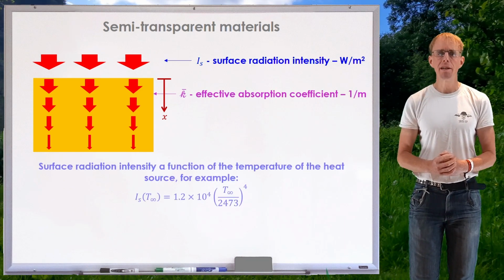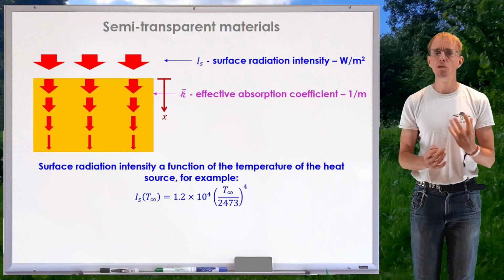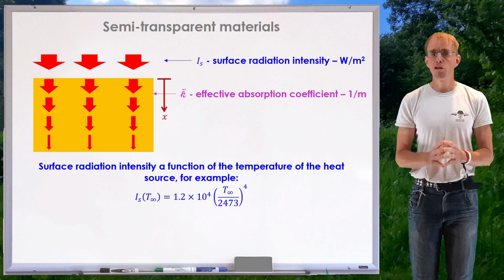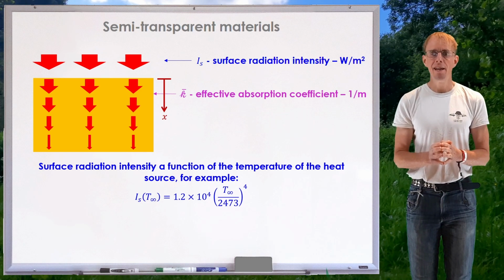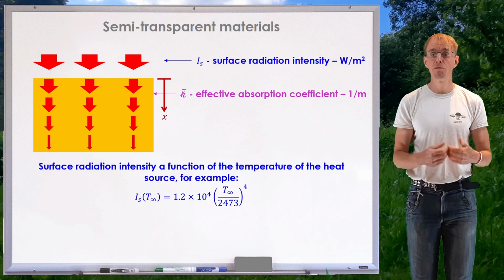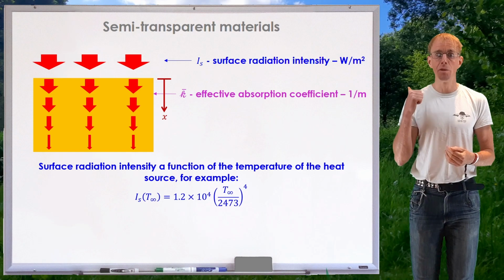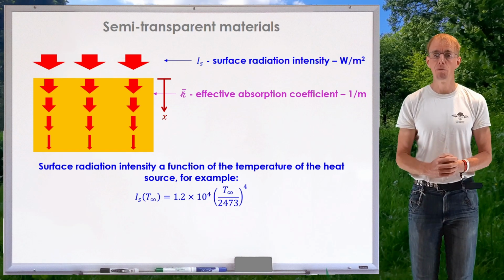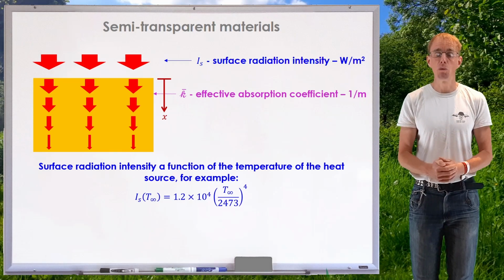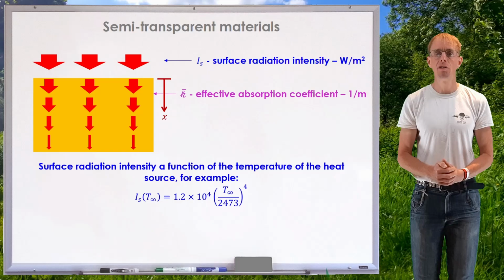Let's now think about values of the surface radiation intensity and values of the effective absorption coefficient. So, in terms of that first parameter, the surface radiation intensity, it's a function of the temperature of the heat source. So let's say we've got an infrared lamp, and let's say we've got a surface intensity that we can relate to that infrared lamp as follows. And we can see that it is dependent on the temperature of that heat source. And you can look in the literature and find out specific values for different kinds of heat source.